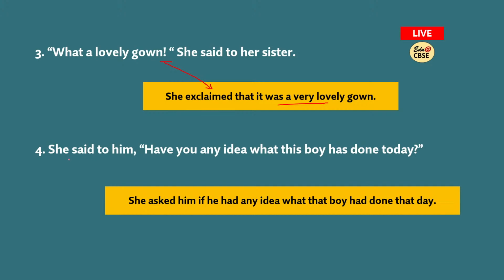So what are we going to change here? "Said to" changes into "asked" because it is an interrogative sentence. Now here, since "have" is a helping verb and the answer to this question comes in yes or no, we will use "if" or "whether". Either "if" or "whether" is fine. So "if he had", where "you" has changed into "he". So "if he had any idea."